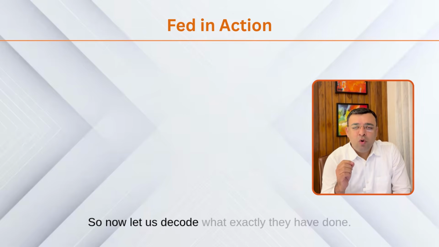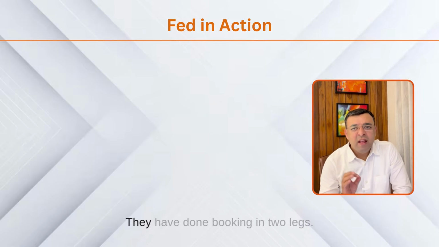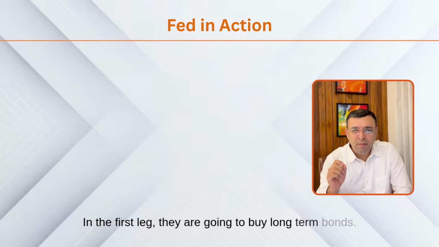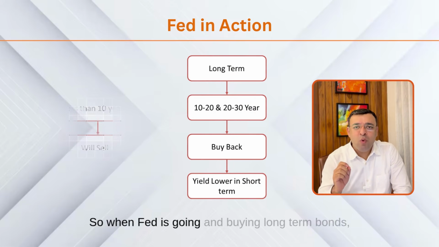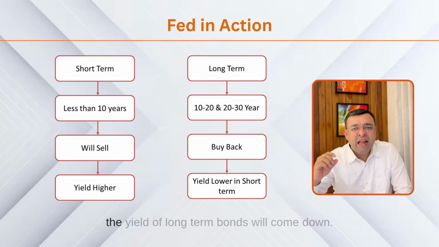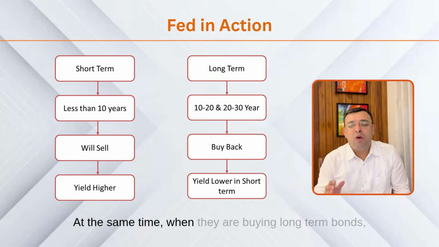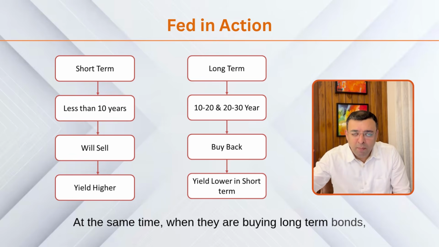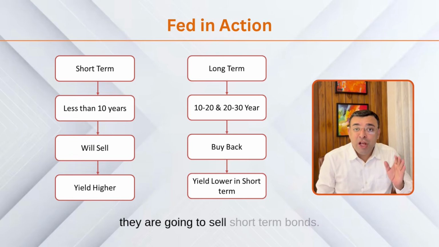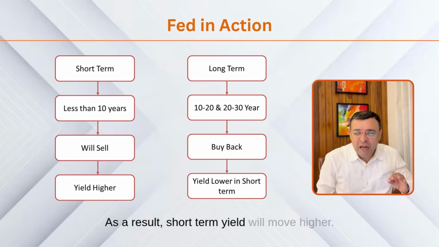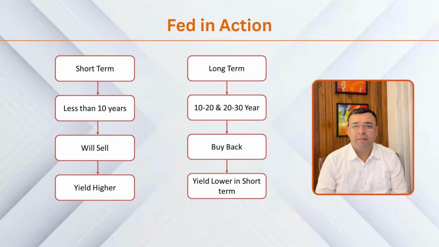So now let us decode what exactly they have done. They have done it in two legs. In the first leg, they are going to buy long-term bonds. So when Fed is buying long-term bonds, the yield of long-term bonds will come down. At the same time, they are going to sell short-term bonds. As a result, short-term yield will move higher.